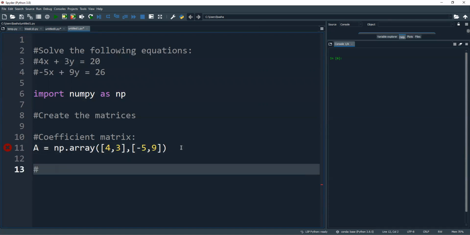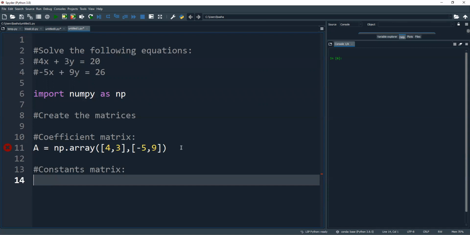And then I'm going to create the constants matrix. This will just include the two numbers 20 and 26. So again, B is equal to np.array of 20, 26. So now I have my coefficient and constant matrices.